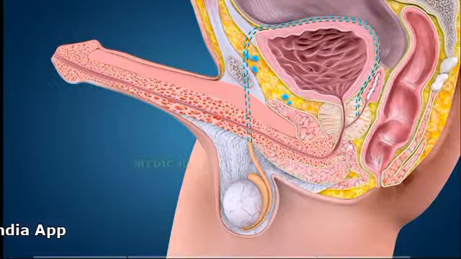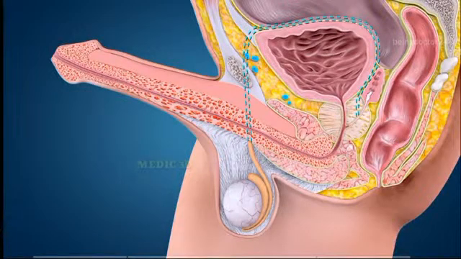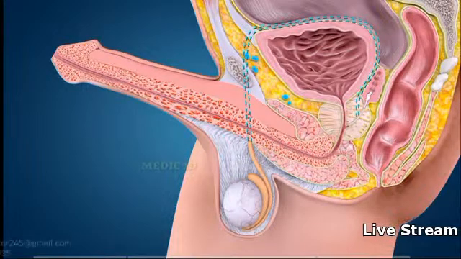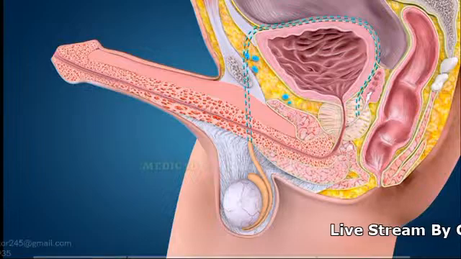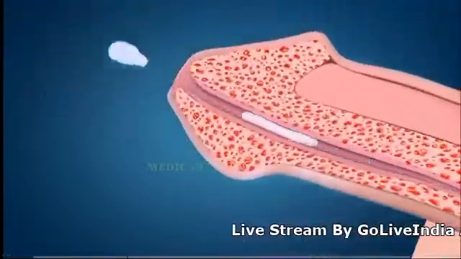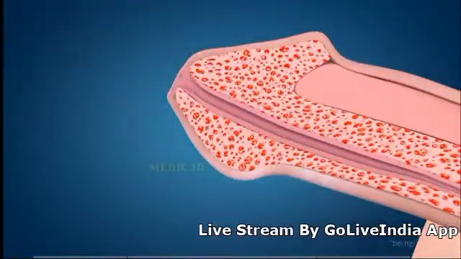Emission. In this stage, the semen moves into the urethra due to the contraction of the smooth muscles present in the seminal vesicle and vas deferens. Ejaculation. This stage occurs during orgasm, where the semen moves out of the urethra due to the contraction of the bulbocavernosus muscle.